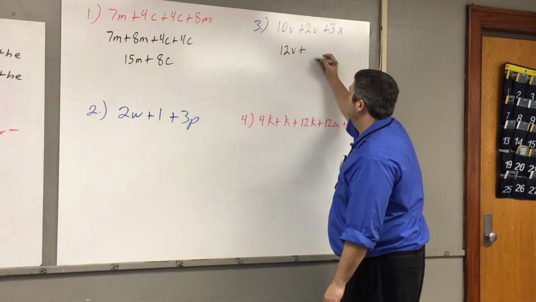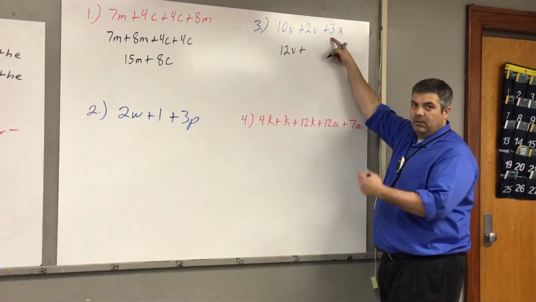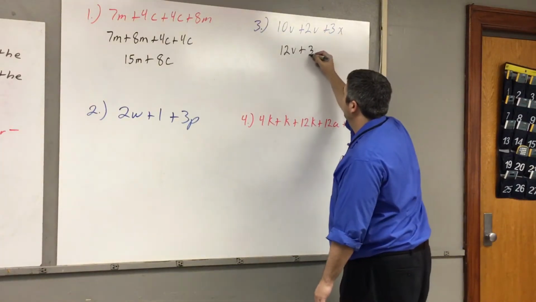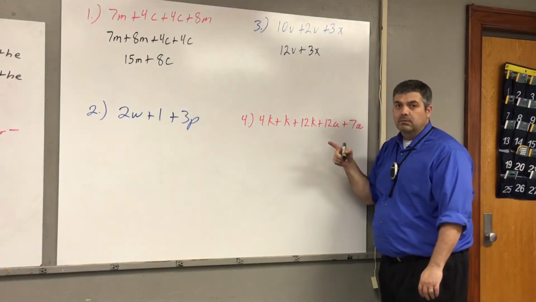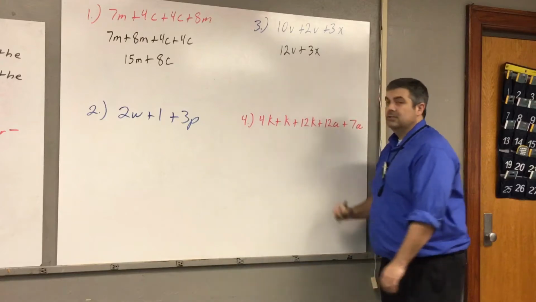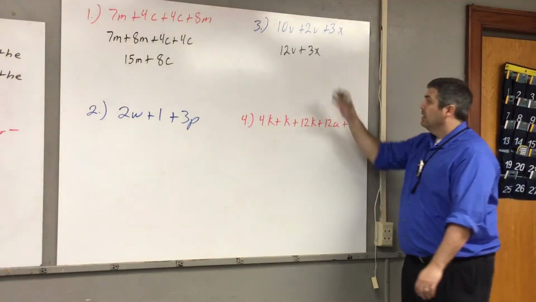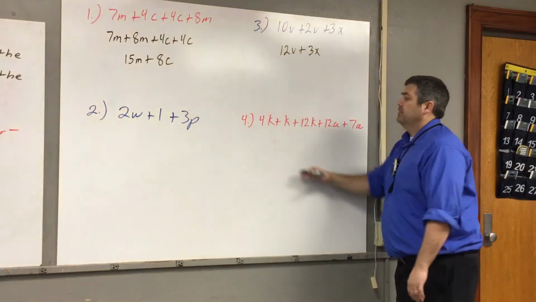12b plus, and I can't just drop this off. That goes with it. 3x, but I can't combine those because they have different variables. So there would be my answer. Okay, that's all there is to it. All right, so now we come down here.